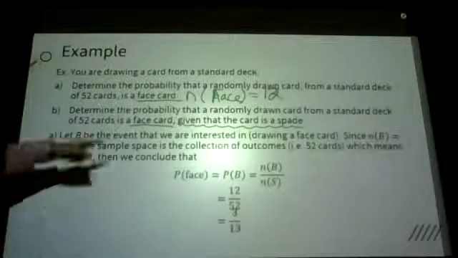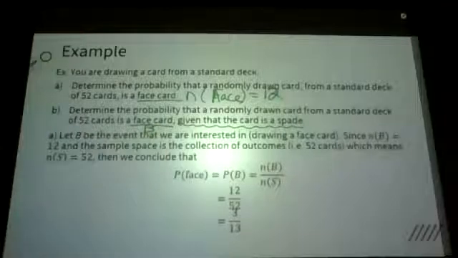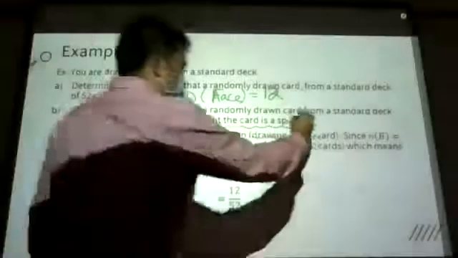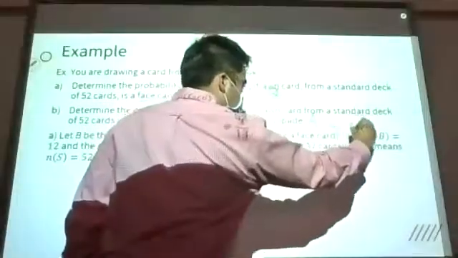So now this is basically my event B. This is the one that I'm interested in. And event A is the one that already happened. So I'm going to put right here, already happened.